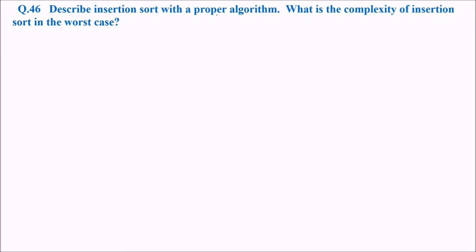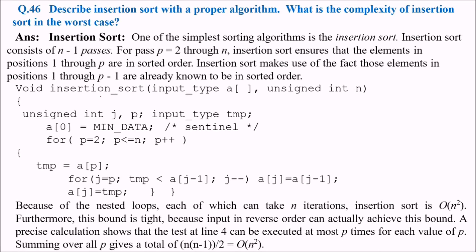Describe the insertion sort with proper algorithm. What is the complexity of insertion sort in the worst case? So this is the insertion sort algorithm. One of the simplest sorting algorithms is insertion sort. As I explained with the cards, insertion sort consists of n-1 passes. We start with pass 2 because in the list of elements, one element is already sorted.